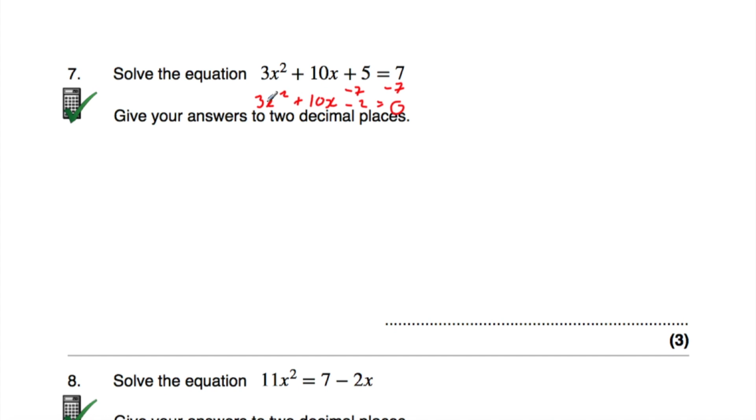And now that equals 0, so if we now solve this, we'll get our solutions. So that means that a is equal to 3, b is equal to 10, and c is equal to negative 2. So let's substitute those values into the quadratic formula.